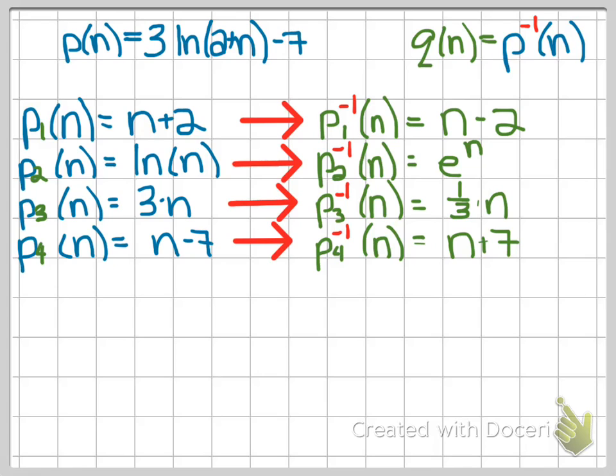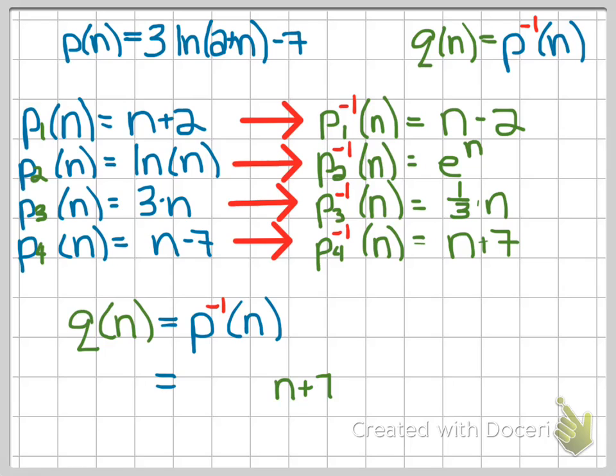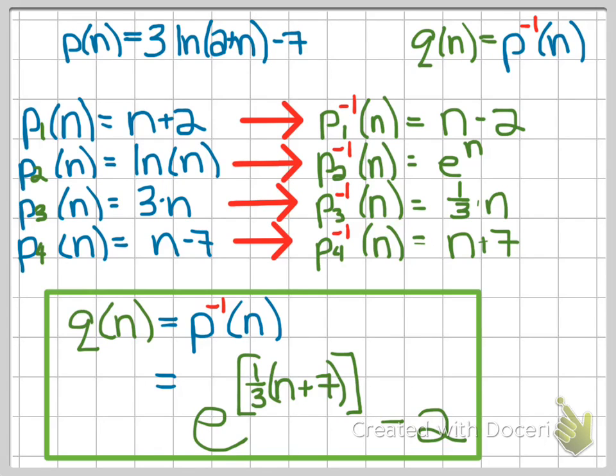So our q of n function, which is actually the inverse of p, we're going to start with our number increased by 7. We're going to then multiply it by 1/3. We're going to have it on Euler's number, e raised to that power, and then we're going to take away 2. So our q of n function is actually e to the power of 1/3 of n increased by 7, take away 2.